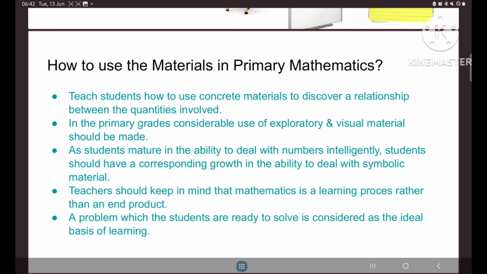Teachers should keep in mind that mathematics is a learning process rather than an end product. A problem which the students are ready to solve is considered as the ideal basis of learning.